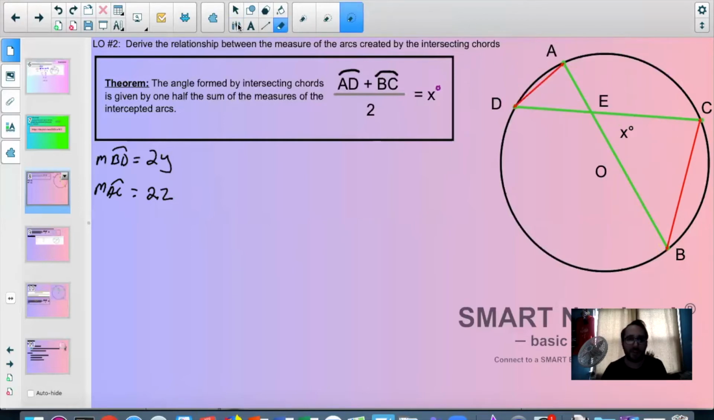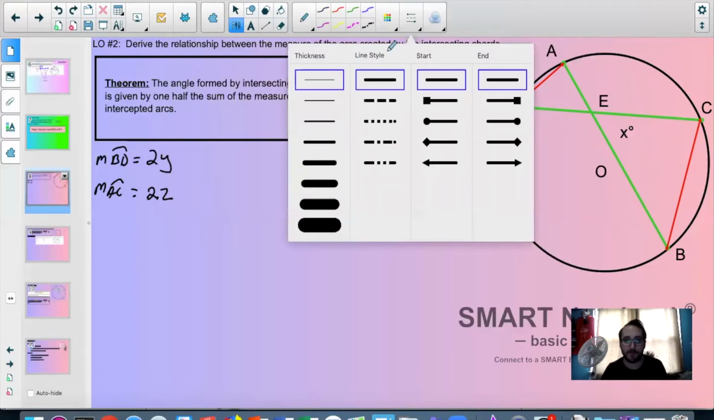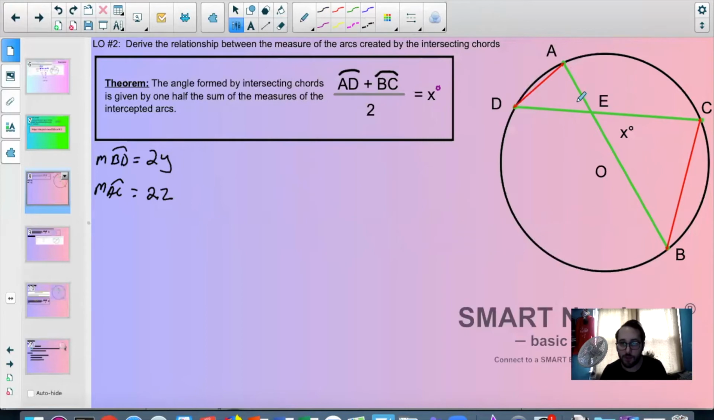Another relationship, and I just want to rewrite my angles. So remember, this was also X. We labeled this angle as Y and this angle as Z.